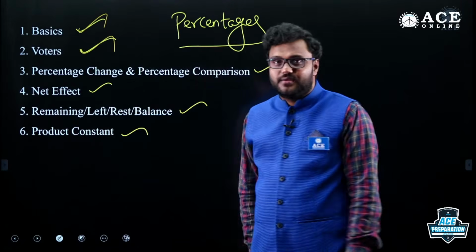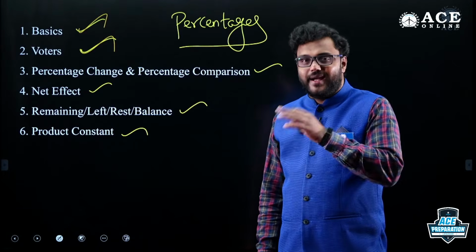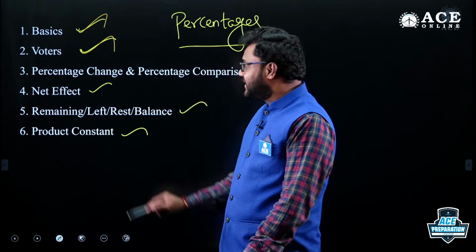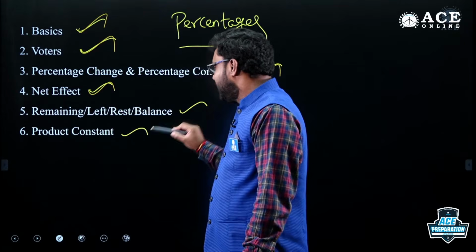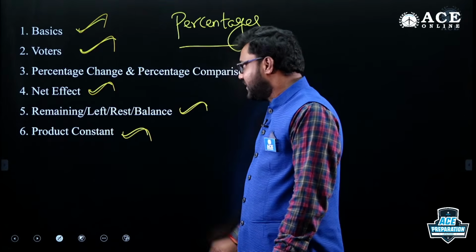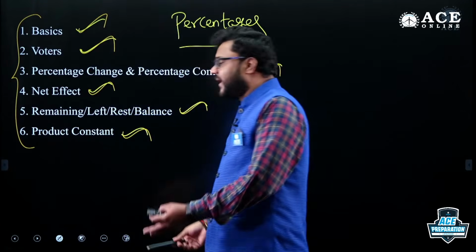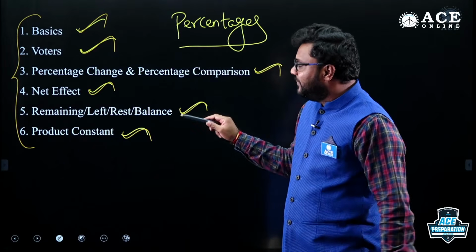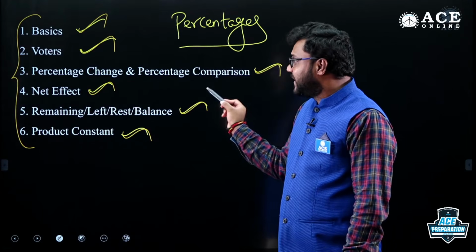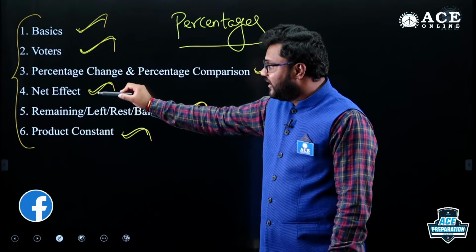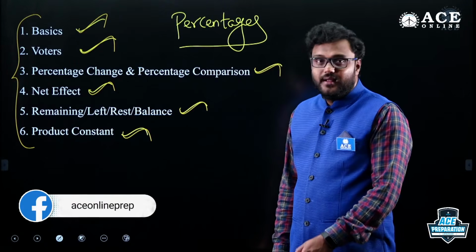Voters concept: the total list of voters is there, then polled, valid, invalid. Among valid, votes are assigned to the candidates. Then change, percentage change and comparison, net effect concept, remaining, left or balance, and product constant. These are just a few questions to understand the outline. In depth we can discuss many questions as well, but due to time bound we discussed a few questions in all these varieties. If you understand percentage change or net effect concept properly, you are almost done with compound interest and profit and loss as well.